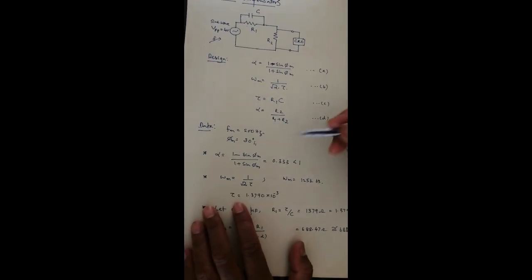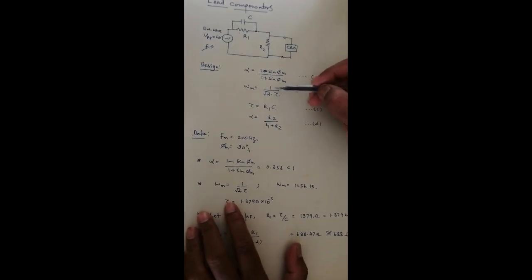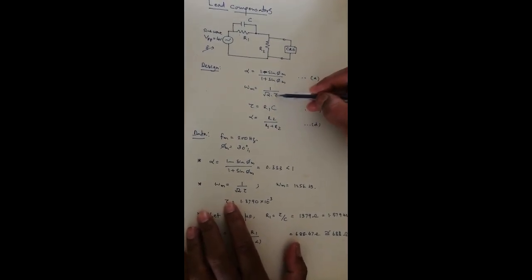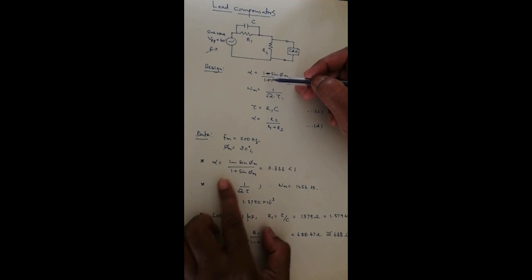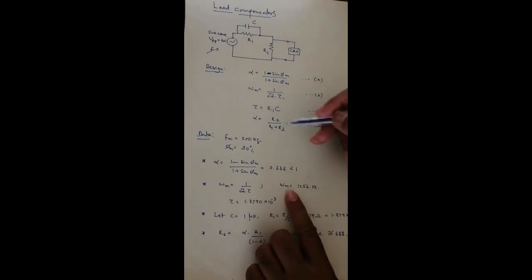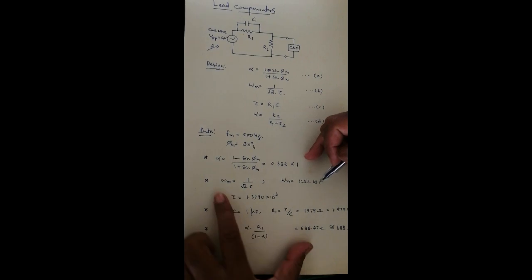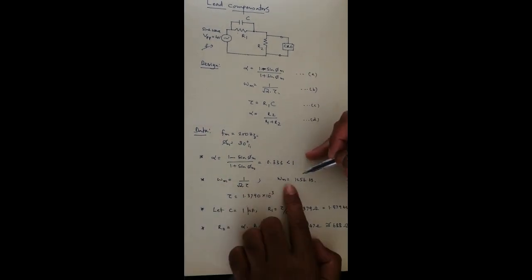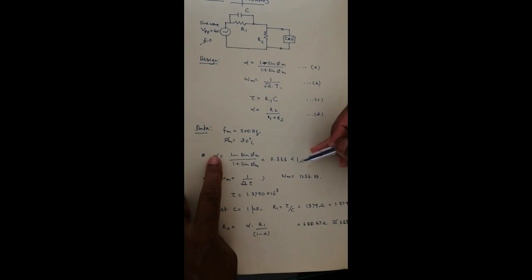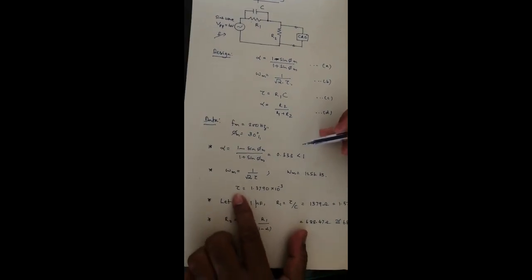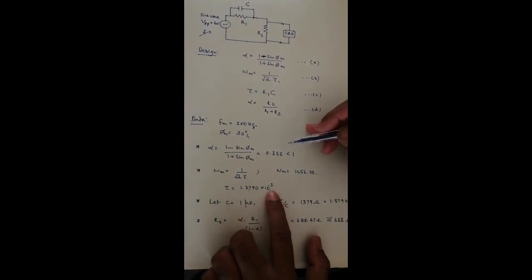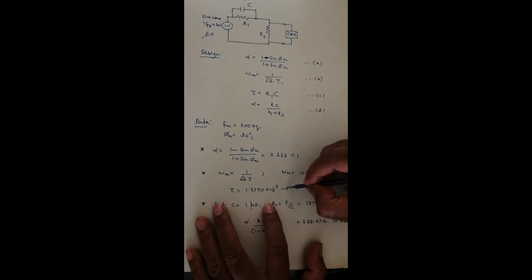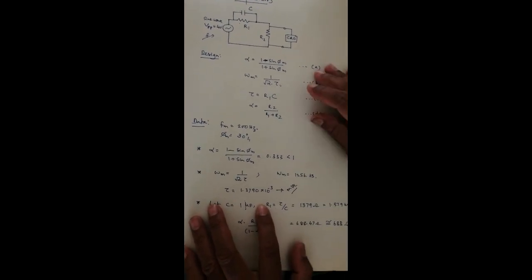And then you need to go for another equation. Omega m is equal to 1 over square root of alpha into tau. But you have only Fm right now, so convert Fm into omega m by multiplying it by 2 pi and then substitute here. With this value and the alpha you determined in the previous step, you can find the value of tau, and tau here is 1.3790 into 10 power minus 3. Remember, always tau should be in the order of milliseconds. Don't miss this, okay, 10 power minus 3.